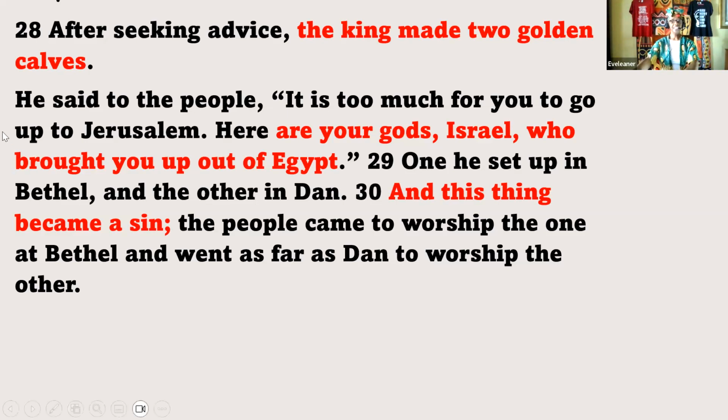So see, he sinned against God when he did this. He's creating other gods in the places up in the north. And remember, Dan is one of the 10 tribes, and so they went up there and they were going to Bethel. So he set up a place in Bethel. And again, this thing became a sin. The people came to worship the one at Bethel and went as far as Dan to worship the other.